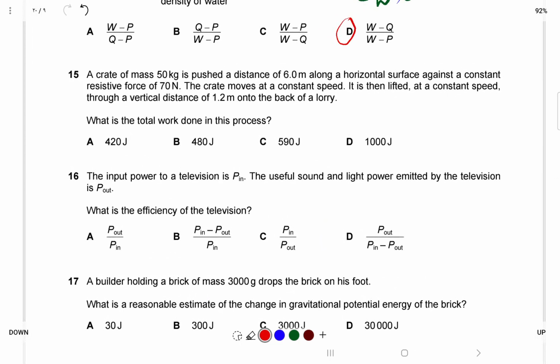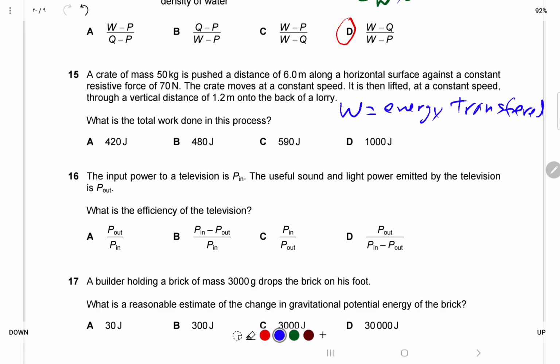Question 15 now. A crate of mass 50 is pushed a distance 6 meters along a horizontal surface against a constant resistive force of 70 Newton. The crate moves at constant speed and then it is lifted at constant speed through a vertical distance 1.2 meters onto the back of a lorry. What is the total work done in this process? Now, work done is equal to energy transferred.